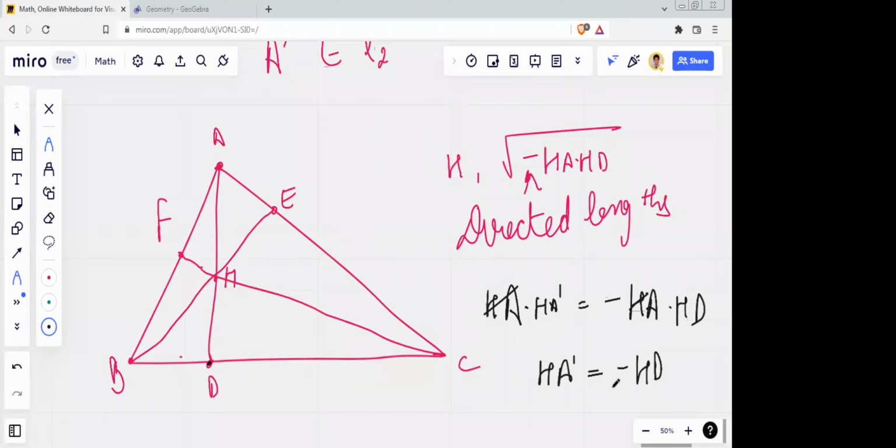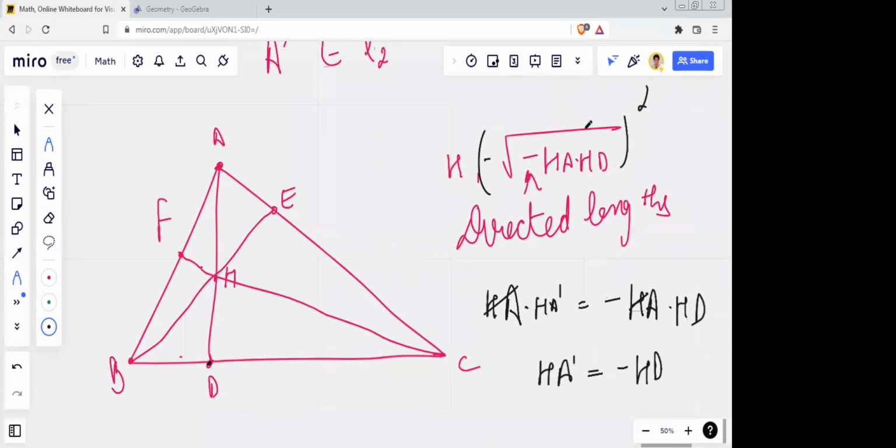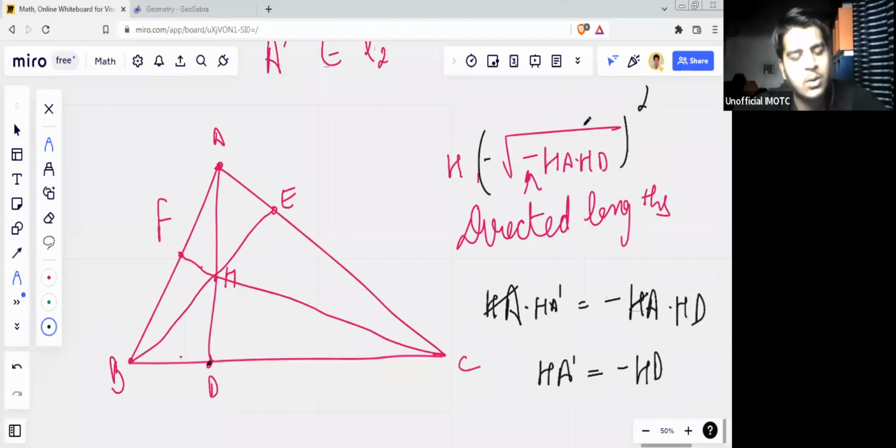Isn't this inversion minus root HA into HD, not root of minus HA into HD? Because that does make sense. Even if it's minus, if you square it, the minus vanishes. Squaring gives the same result. That's kind of different, like it's followed by reflection, if I remember right. Yeah, I want that only.